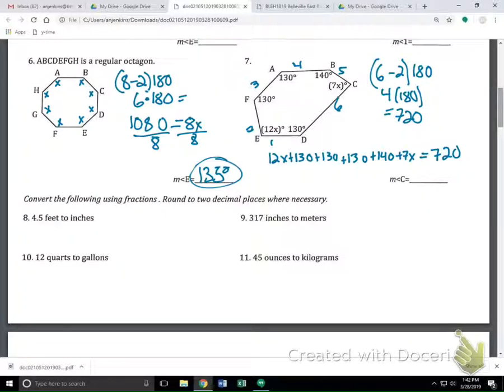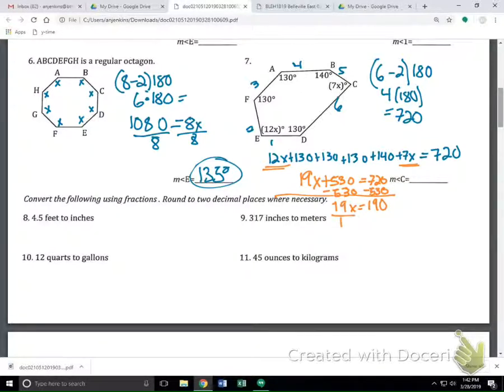So right now we are adding up what we have. So what do you get when we add 12x plus 7x? 19x plus 130 plus 130 plus 130 plus 140. What'd you get? 530? Does that sound right? Equals 720. We're going to subtract 530. When you do that, what value do you get? 190.